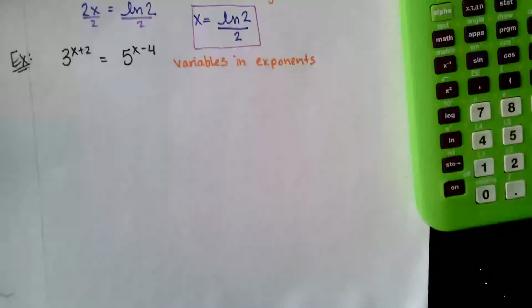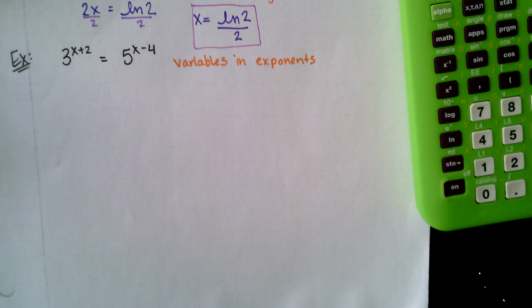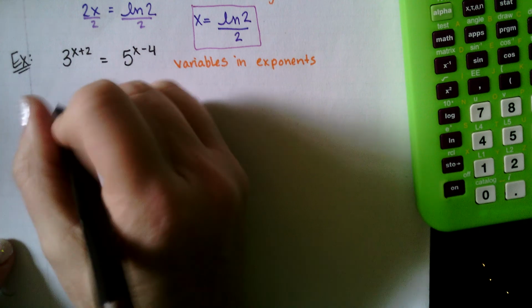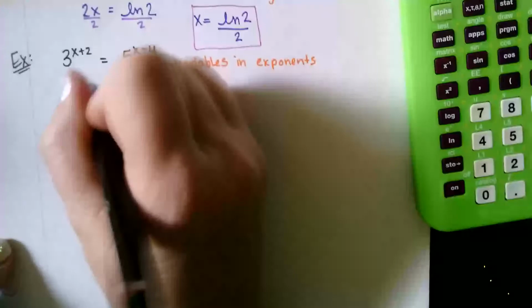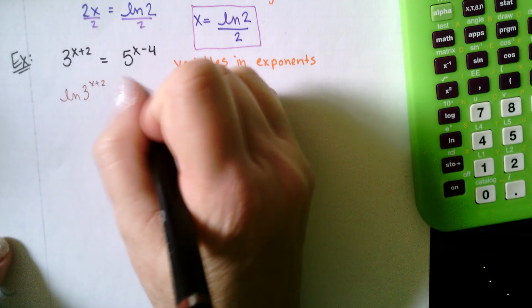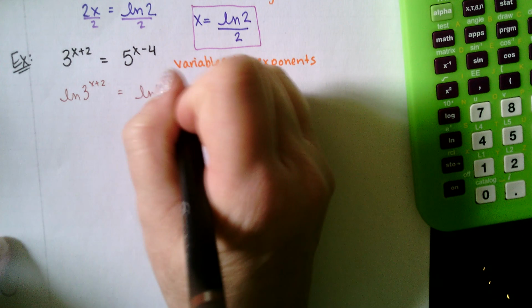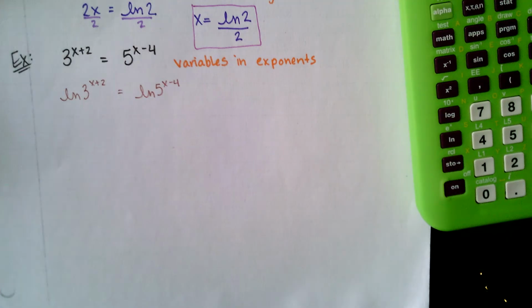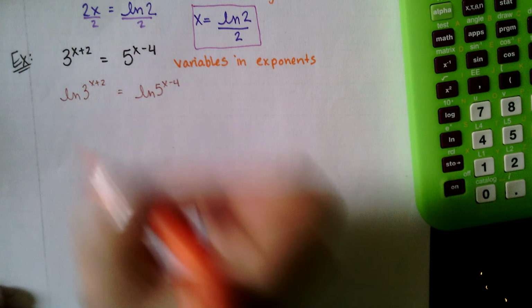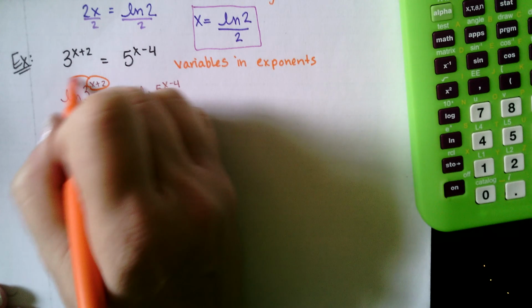Then we are going to take the log of both sides. I will choose to use natural log so that we can bring the power out front, and then we're going to solve. So we will start by taking the natural log of both sides. I'm going to have natural log of 3 to the x plus 2 equals natural log of 5 to the x minus 4. And the reason we do that is so we can bring these powers out in front.